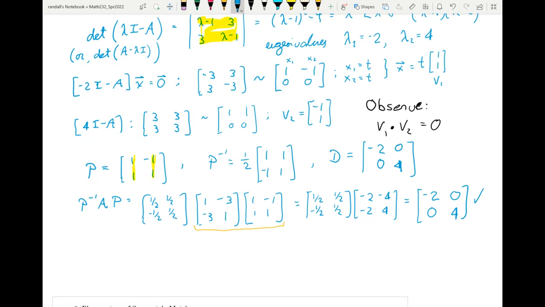I didn't need to do that. This is just a verification. You don't have to do this to find D. And what I mean by that is we know D is this. We know that already. That's from the theorem. But this is good just to check your algebra, see if everything's working properly. All right, so let's move on.